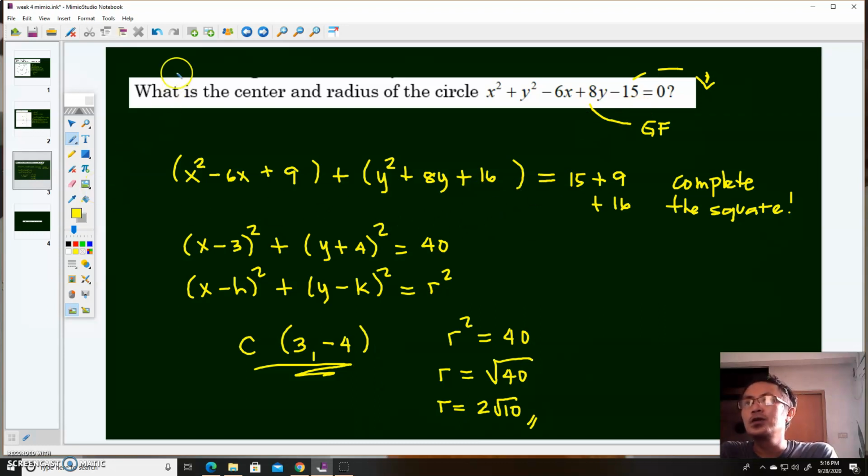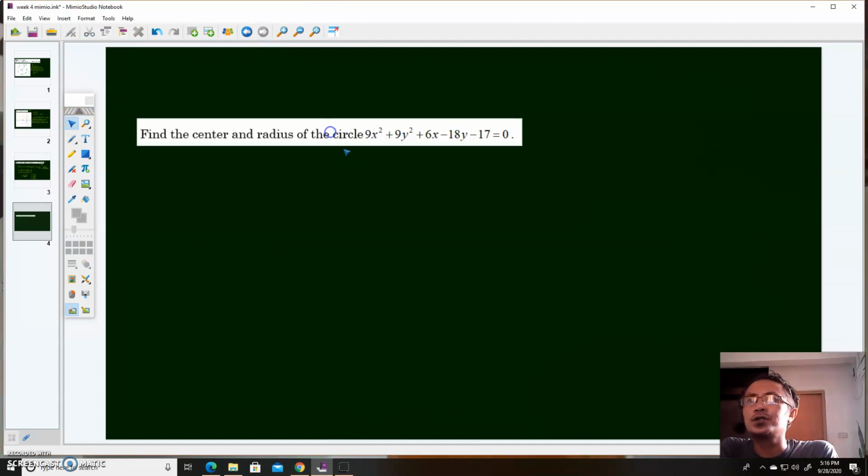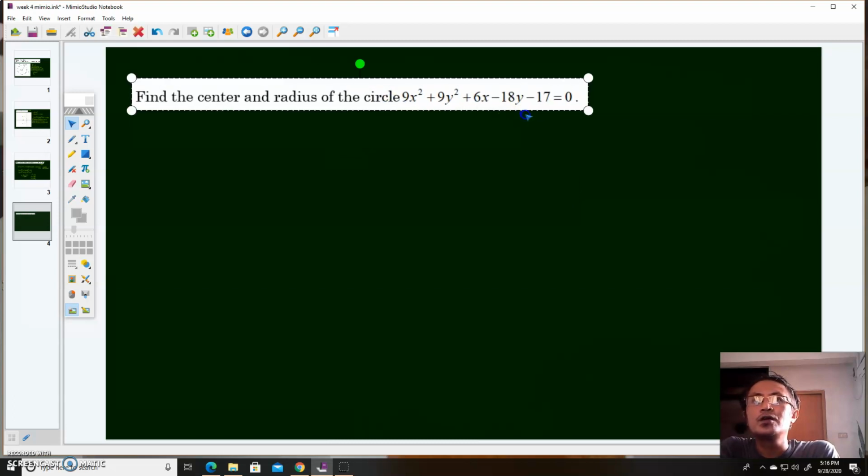Now let's have the last one. Find the center and the radius of the circle: 9x squared plus 9y squared plus 6x minus 18y minus 17 is 0. Now, this is a circle too. Even though x squared and y squared have coefficients, we know we can divide everything by 9. But let's do the same process we did in the previous problem.